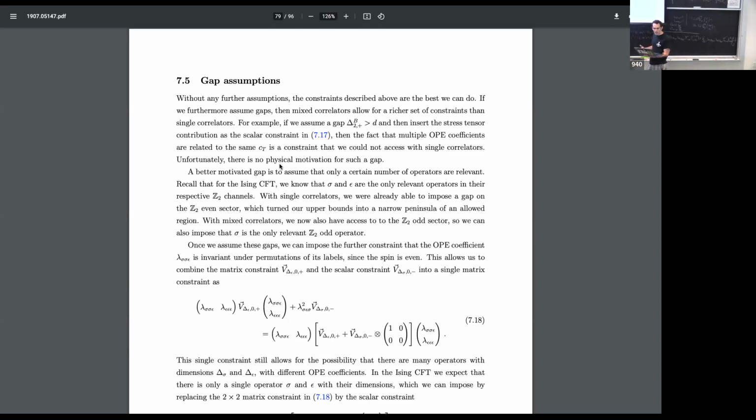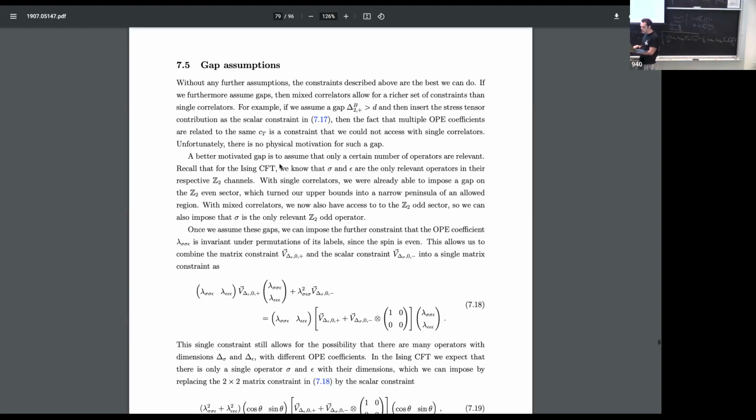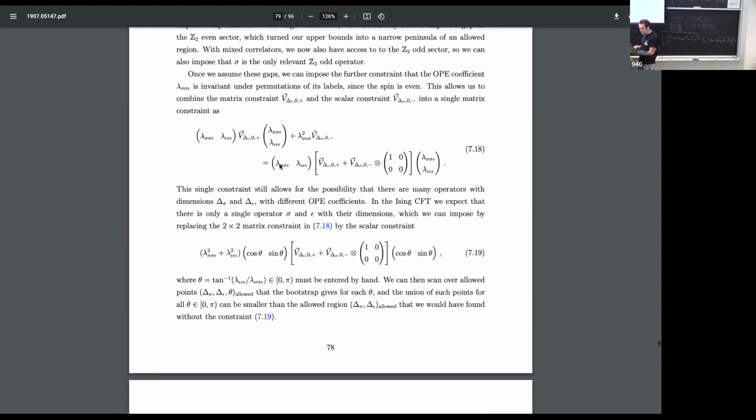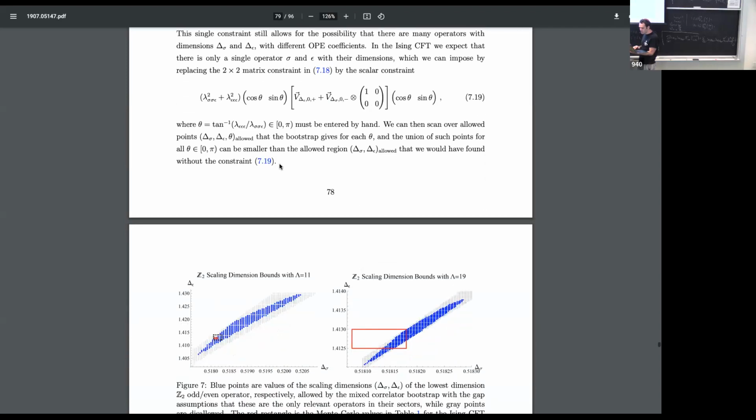So the advantage of mixed correlators is that it allows you to impose gaps on a wider selection of operators. In particular, if we want to look at the Ising model, we should say that there's only one relevant operator, which is either Z2 even or Z2 odd. And now if you put those gaps in addition to doing mixed correlators, that's what gives you this nice island.